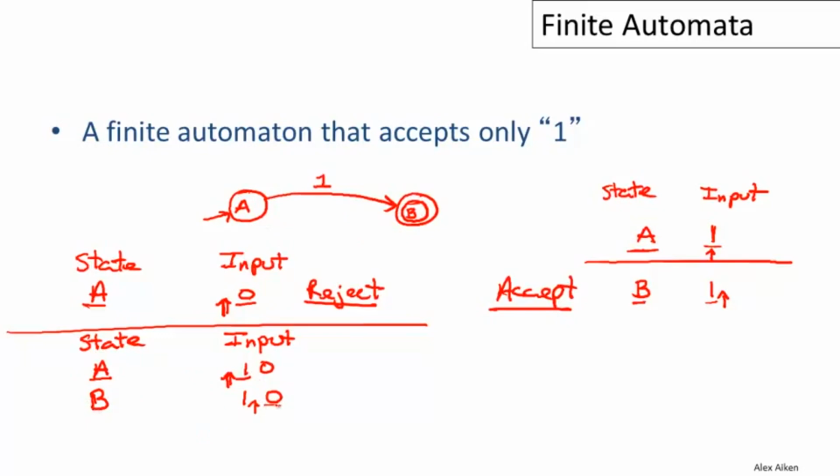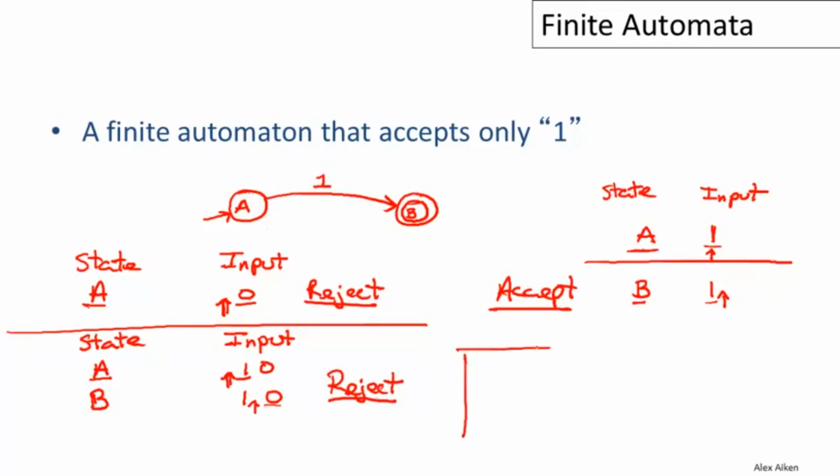Our next input is 0, and there is no transition on 0 from state B. And so even though we're in an accepting state, B is a final state, one of the accept states, we haven't consumed the entire input. And so the machine also rejects this string. So this is also a reject.